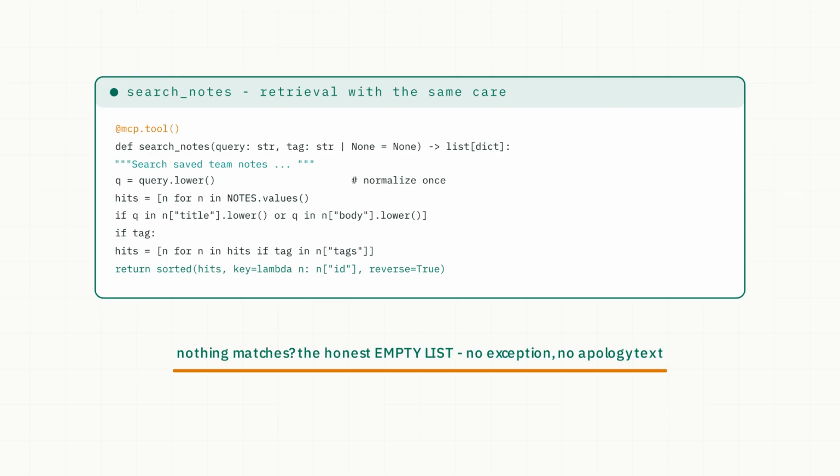And when nothing matches, return the honest empty list. No exception, no apology text, just an empty result the model can gracefully report. Boring, explicit retrieval logic. The model supplies the intelligence, your function supplies the reliability. That division is the whole art of tool design.